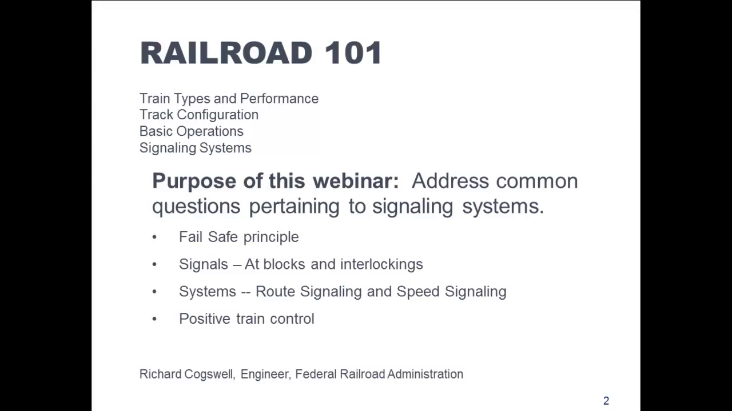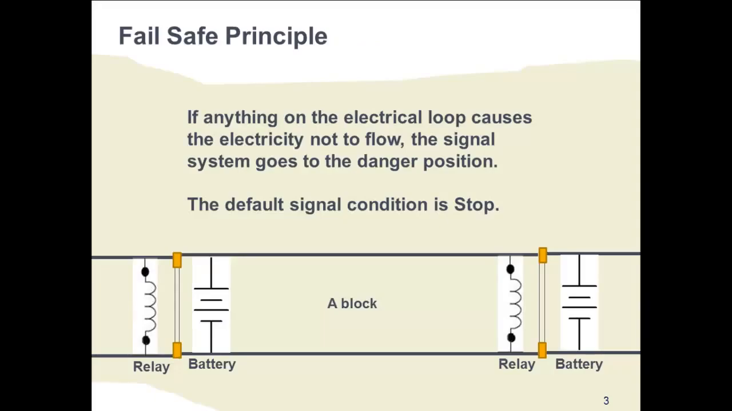All right, well, thanks. So before we actually get into the types of signals, there's some real basic principles that folks need to know, and in particular we'll start with the fail-safe principle. So Dick, can you explain that? I'll try. The fail-safe principle is this: if anything on the electrical loop causes the electricity not to flow, the signal system goes to a danger position.